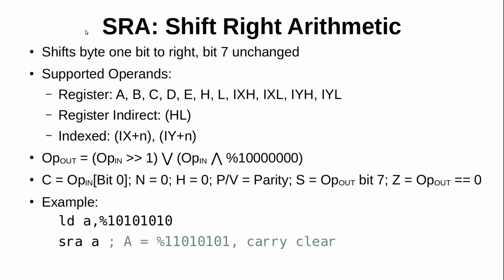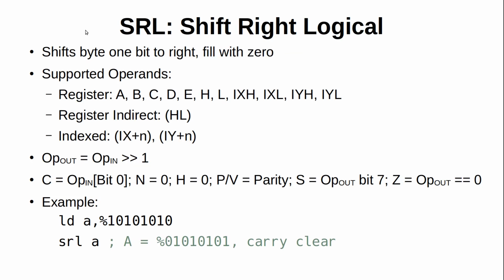You can use SRA on all the same registers and memory addressing modes as SLA, but if you want a way to shift right while filling with 0s, then you need a different instruction. That would be shift right logical, or SRL. This works the same as SRA, but always fills with 0s rather than preserving the sign bit. Again, it has all the same available addressing as SLA or SRA, and like SRA, the old bit 0 is shifted into the carry bit.